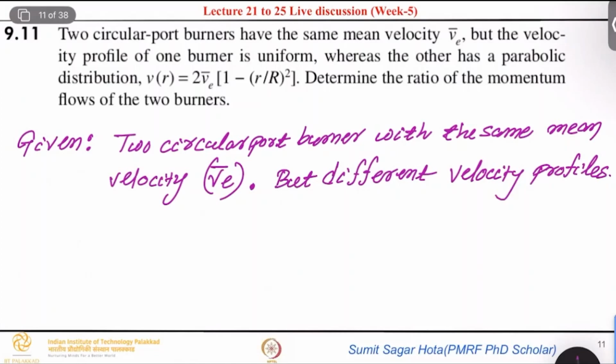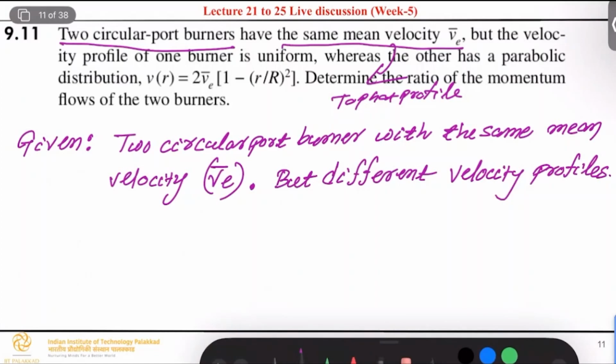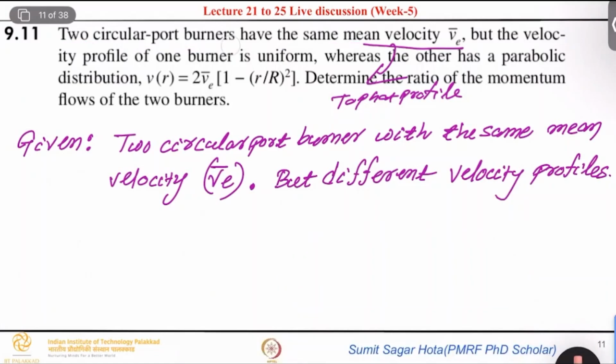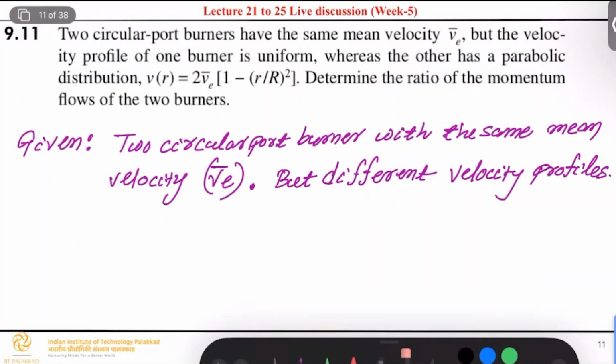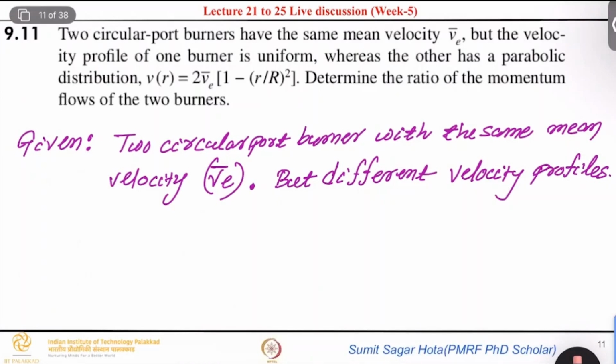How do I know one case is top hat? Because here you can see two circular port burners with the same mean velocity VE. What does it mean? It means that this case is the same as your top hat profile. This is the condition for the top hat profile. And the other, the parabolic case, is already given. This is the parabolic distribution, already given.